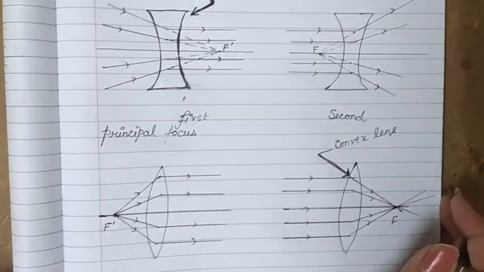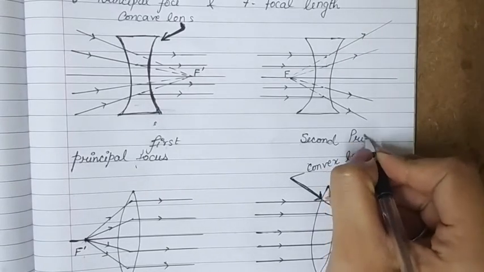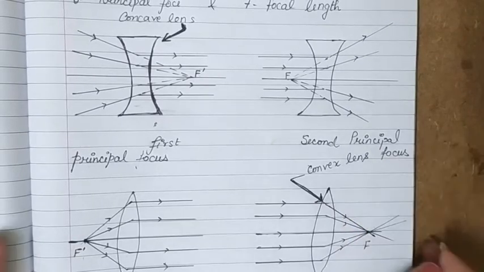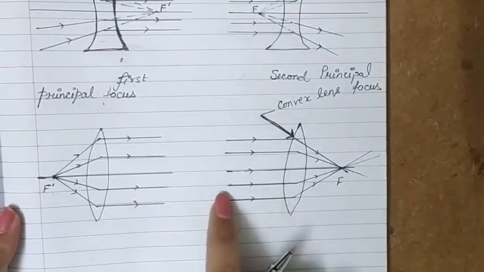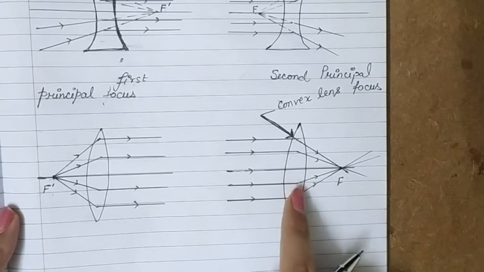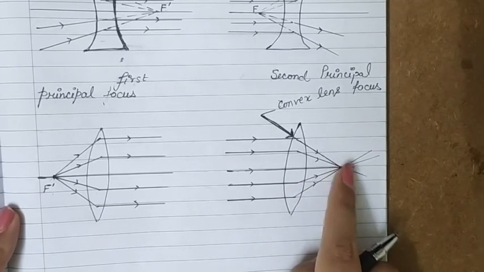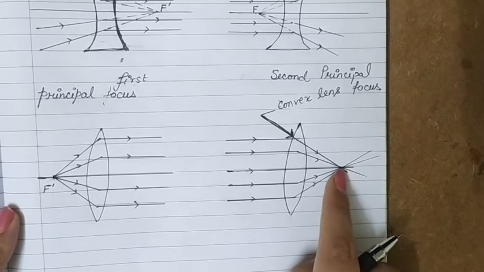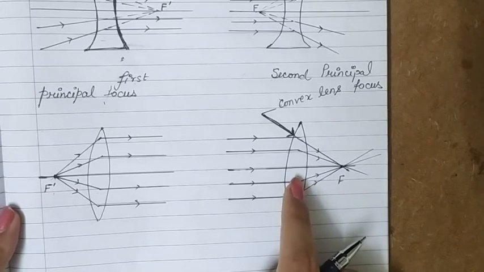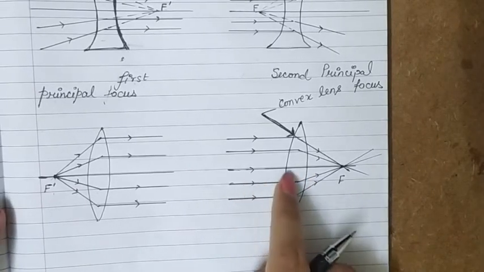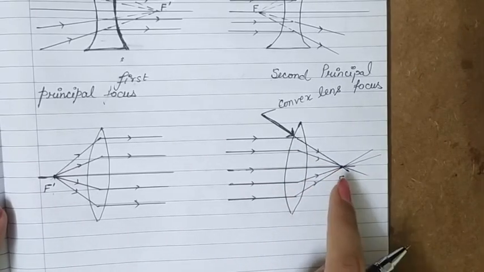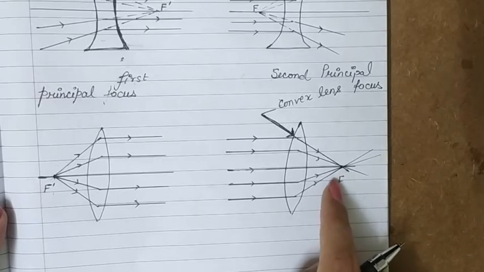Now moving to the second principal focus. For the second principal focus of a convex lens, the light rays that are coming parallel to the principal axis, after refracting from the lens, actually meet at this point, and this is called the second principal focus of this convex lens. So the light rays that are coming parallel to the principal axis, after passing through the lens meet at this point. Then this point is called the second principal focus of the convex lens.